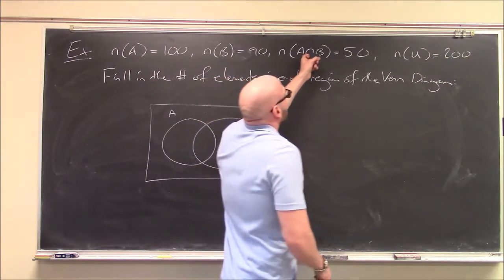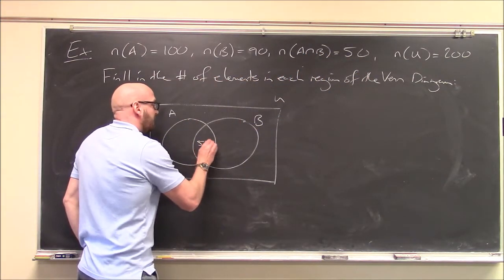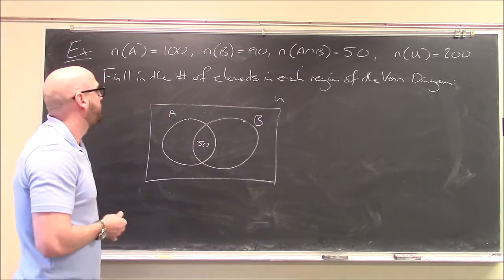So there's actually one piece of information I can fill in right now. I know directly we're given the number of elements in the intersection is 50. So I know right here in the intersection of these two sets is 50.